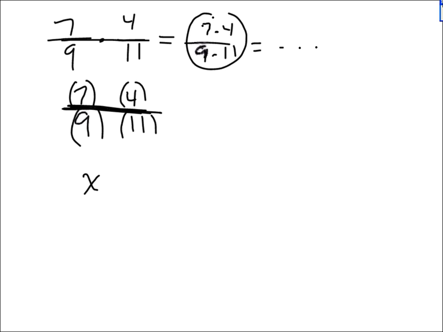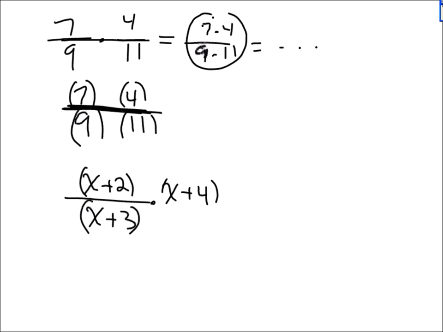Now, if it already has things in brackets, this is even better. If you have (x plus 2) over (x plus 3), and you are multiplying this by (x plus 4) over (x plus 5), the rule is to multiply across. When you multiply the numerators, you get (x plus 2) times (x plus 4). When you multiply the denominators, you get (x plus 3) times (x plus 5).